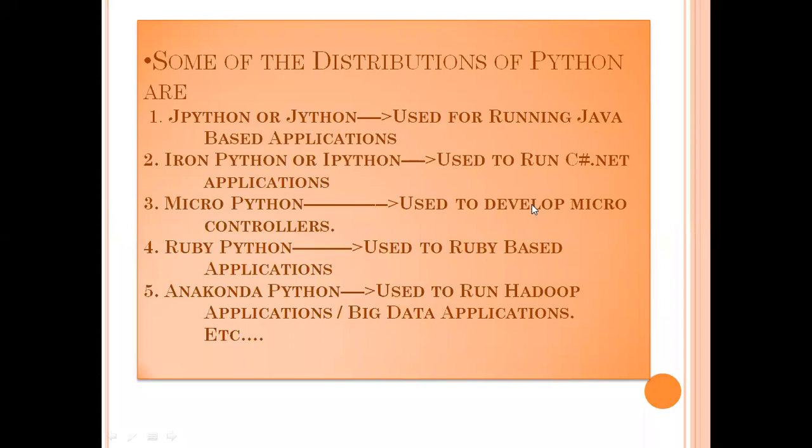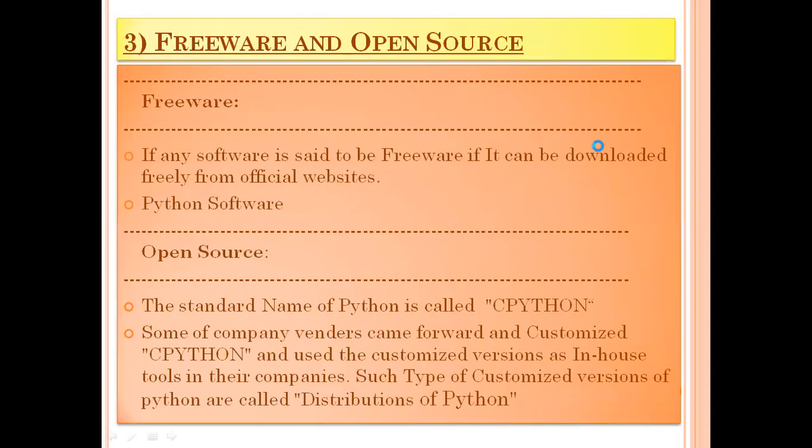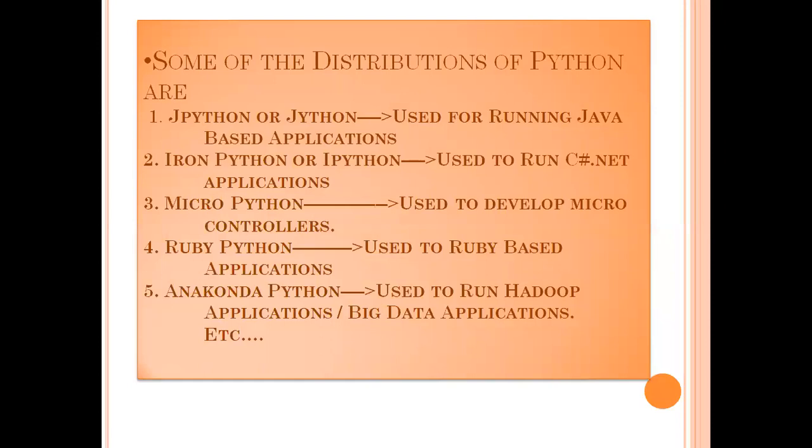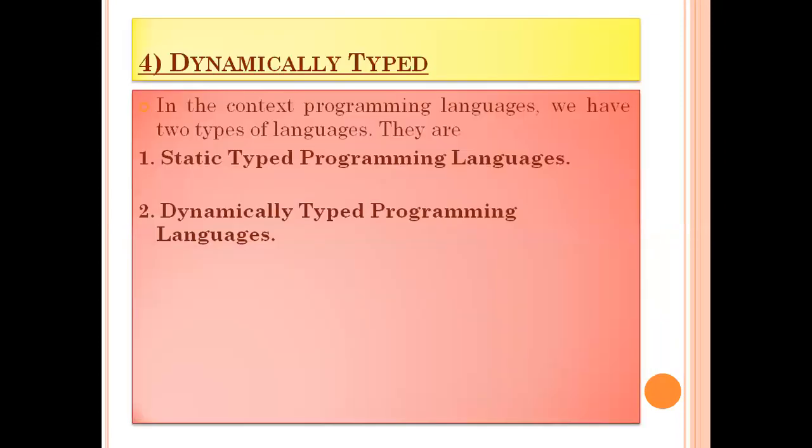Okay, let's go ahead with the other. Some of the distributions I've already discussed. What type of distributions of Python are there? Now, the next feature, the fourth feature of Python, is that it is a dynamically typed programming language. In programming languages, we have two types: static type programming languages, and second, dynamically typed programming languages.